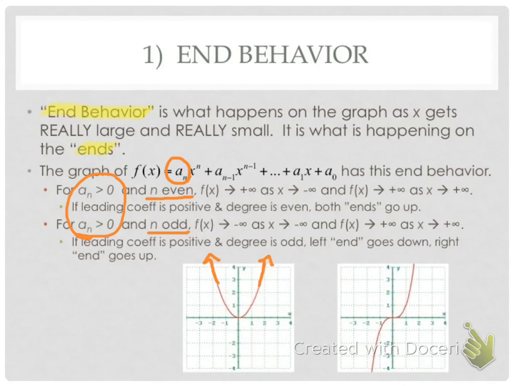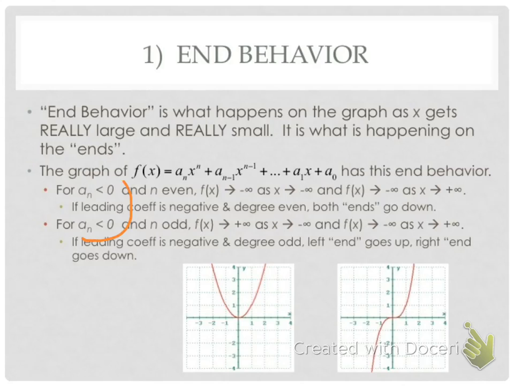So when it's an even exponent, then we would expect the ends to go up on both ends just like a quadratic does. When it's an odd exponent, then we would expect the left end to go down and the right end to go up, just like a cubic does. Now that's when that leading coefficient, that a, is positive.